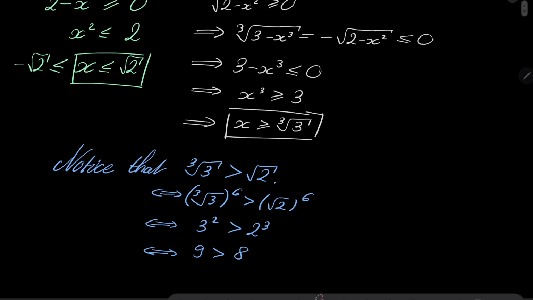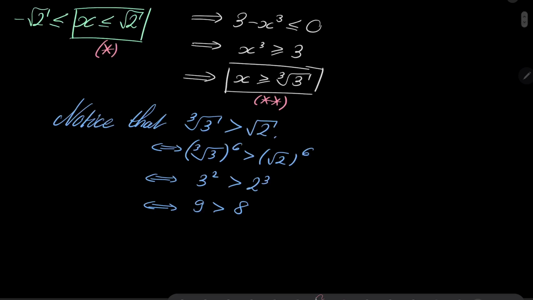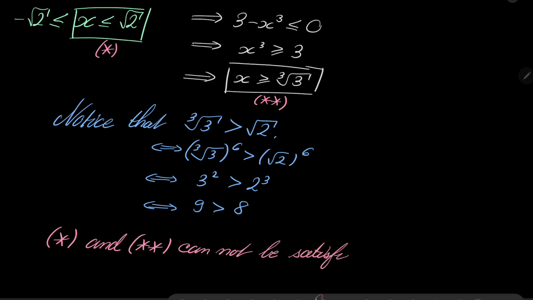So, if I denote this condition by asterisk and this condition by a double asterisk, they cannot be true at the same time. Cannot be satisfied at the same time. Which means that our equation has no real solutions. And that closes our problem.